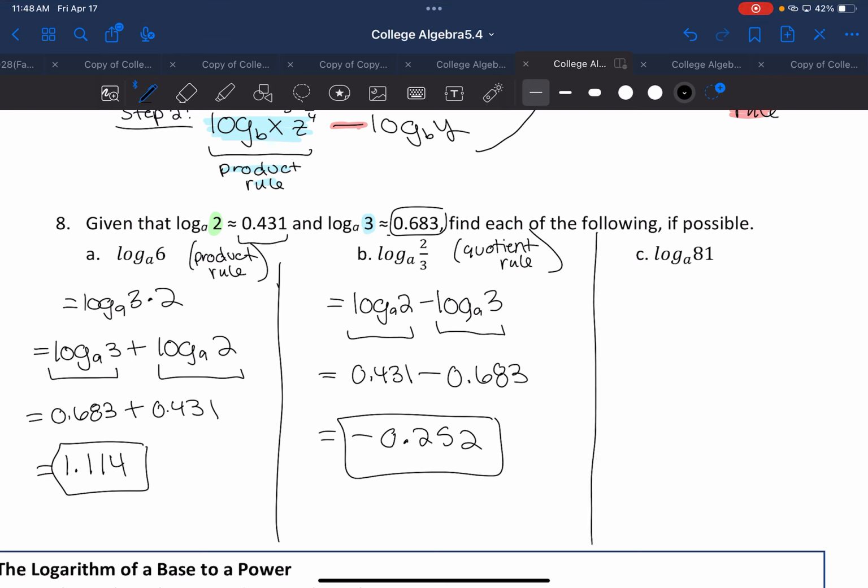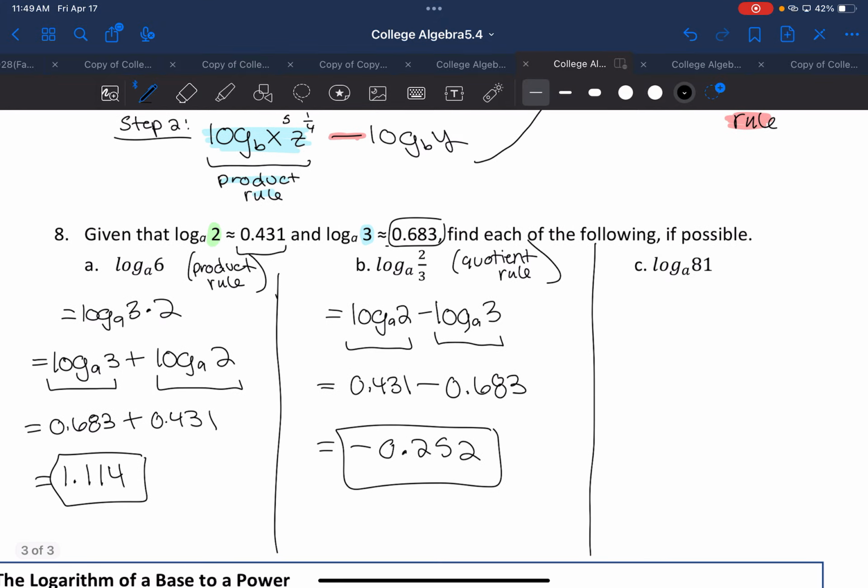And then the last one is log base A of 81. So this one's a little harder to see. There's definitely no way I could separate that into a product with 2 or 3 to get it to equal 81. There's nothing I can do with division. So the only thing left is using the power rule. I want to try and write this as a power of 3 or 2. And I can actually write it as a power of 3.